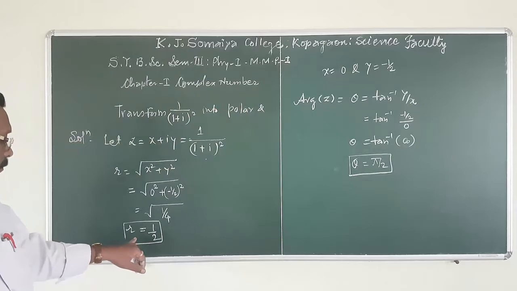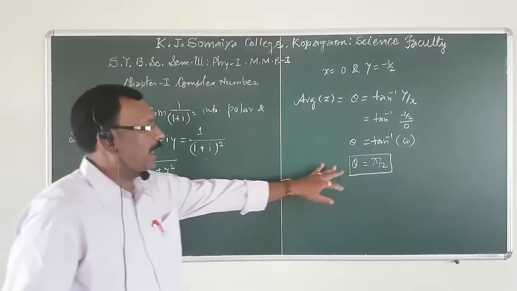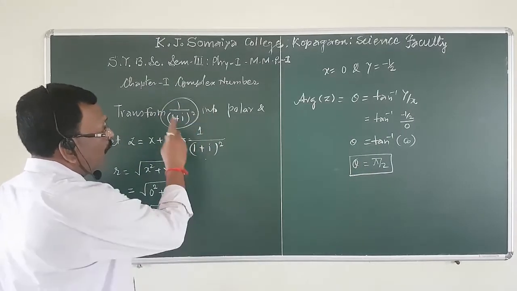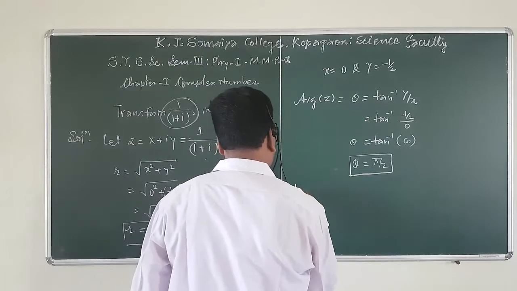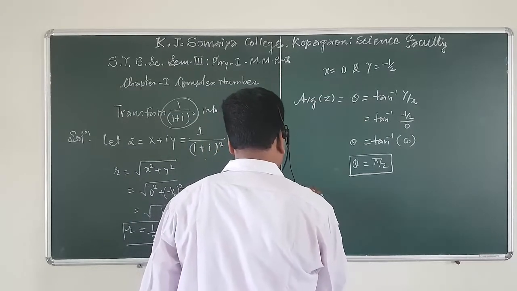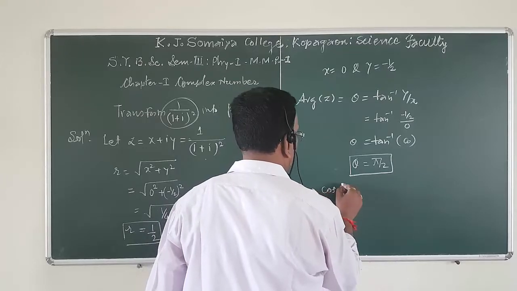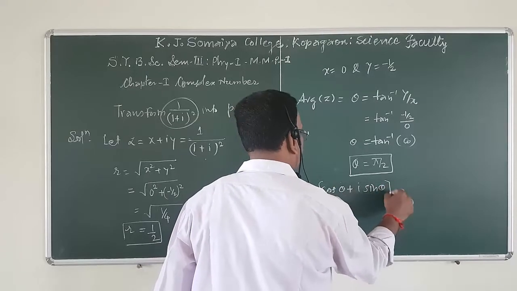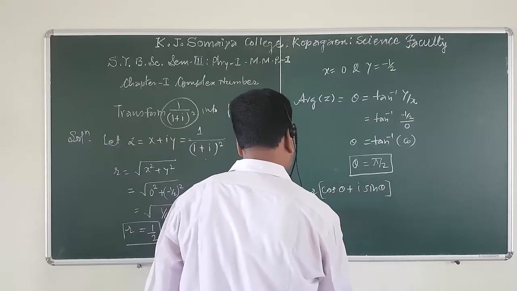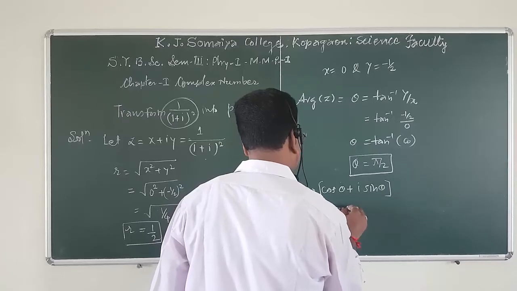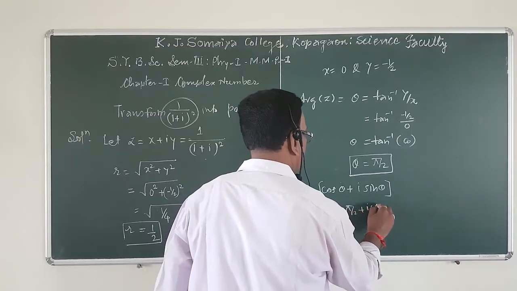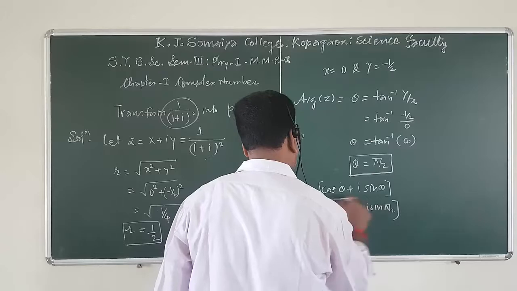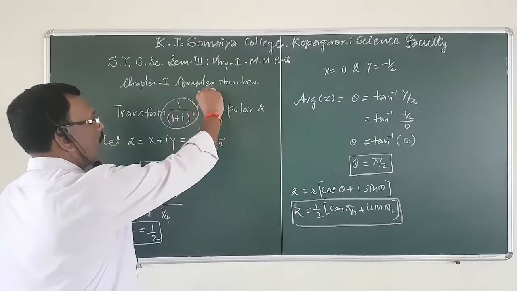Now, by using the values of r and theta, we have the polar form of this complex number. z is equal to r (cos theta plus i sin theta). Substitute the values of r and theta, we have 1/2 in bracket cos pi by 2 plus i sin pi by 2. This is the polar form of this given complex number.